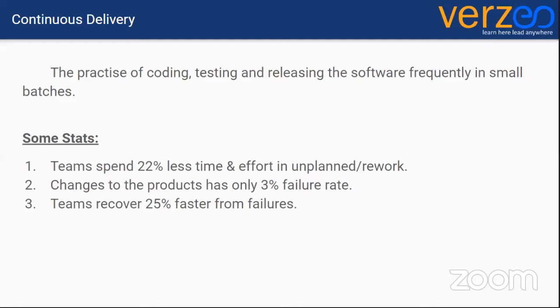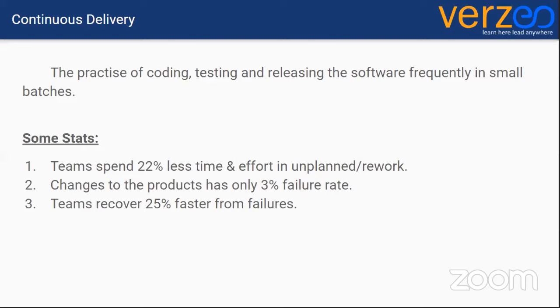So continuous delivery is a practice of coding, testing, and releasing software as frequently as possible, in small batches. For example, there could be a requirement which will take 2 months of time. But as a developer, I should split it logically so that I'm able to do a small amount of delivery every single day for the 2 months. That is what continuous delivery says.